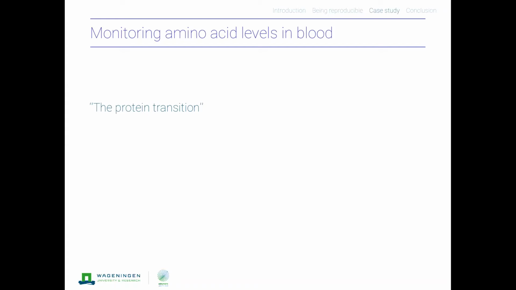Okay, so I would like to give you a short case study. Unfortunately, I haven't been doing much spectroscopic work in the last couple of years. I was mostly involved in Metabolomics type of projects, but this was the closest I could get.